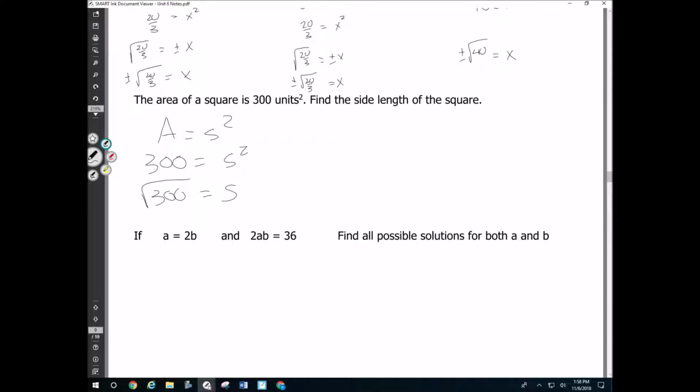Discuss with your neighbors. What do you think you should do here? What should we do here? Discuss, figure it out. What do you think? A equals 2B, 2AB equals 36. What should we do?